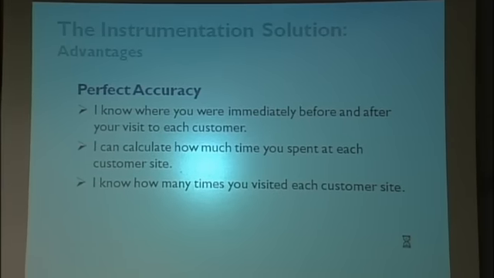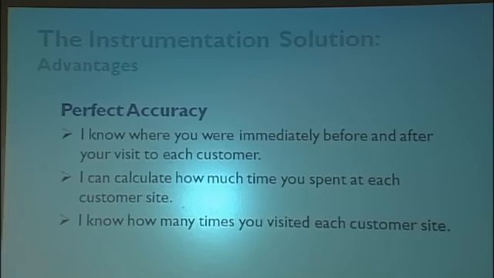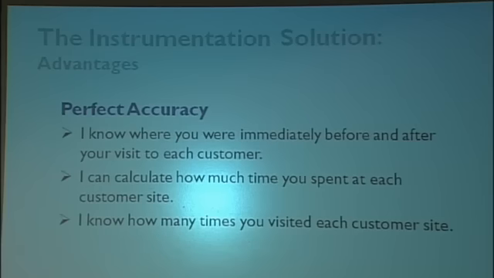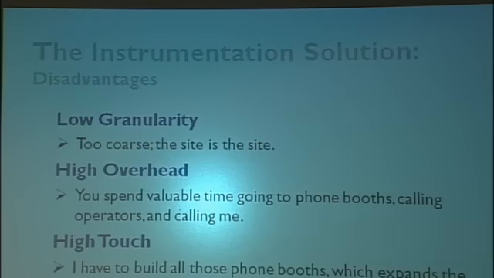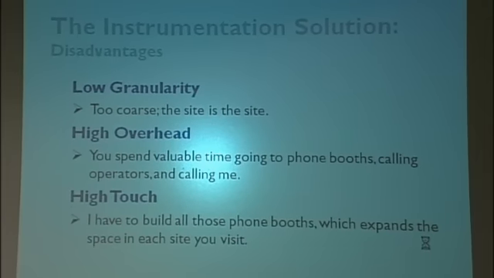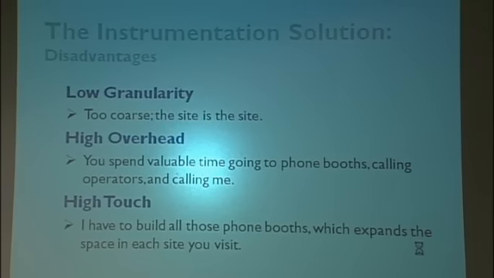The other part is perfect accuracy, because every time you go somewhere you have to call me, and I know that you went, how many times you went to the Museum of Science, I know exactly how many times you entered and exited the procedure. I know all that information. The problem with that is it's kind of low granularity. I can't put phone booths at every corner, and if you have to call me at every corner, it's going to be way too expensive. So I have low granularity, very good information, and also high overhead.